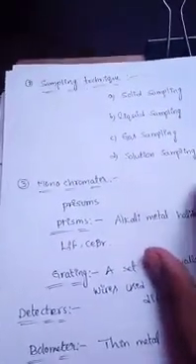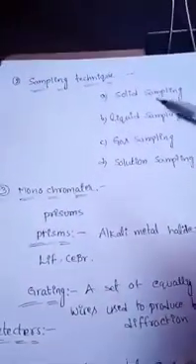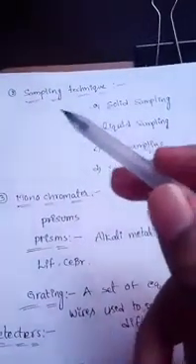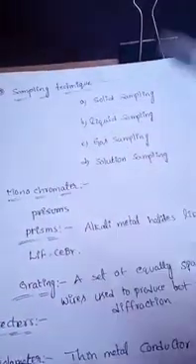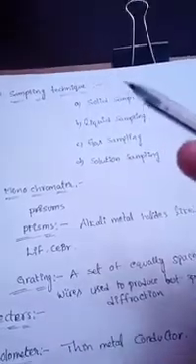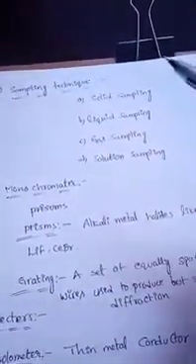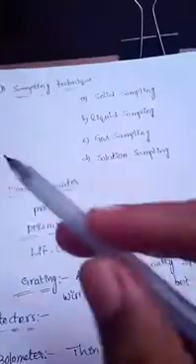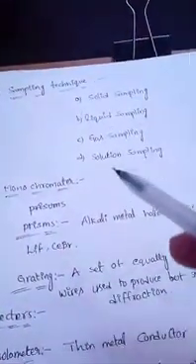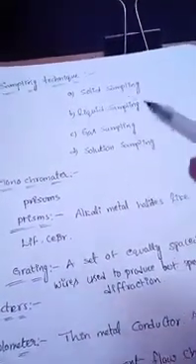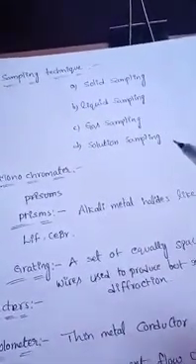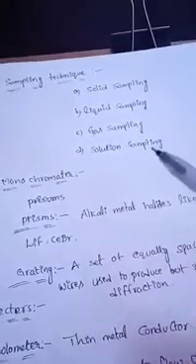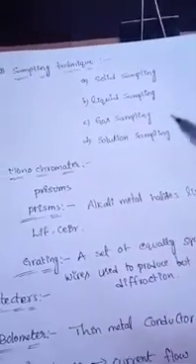Next, the second component is sampling, that is, the sample material and sample chamber. Our sample chamber is prepared with quartz material, as we already know from UV visible spectroscopy. In IR spectroscopy, there are four sampling techniques: solid sampling, liquid sampling, gas sampling, and solution sampling. These four are the sampling techniques involved in IR spectroscopy.